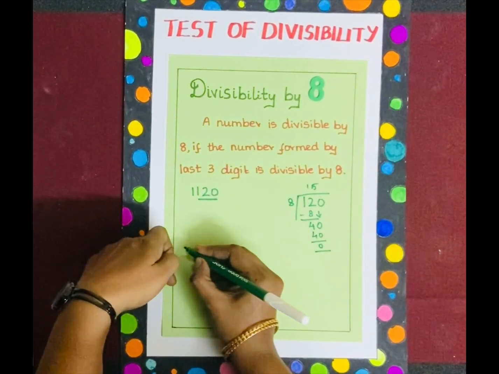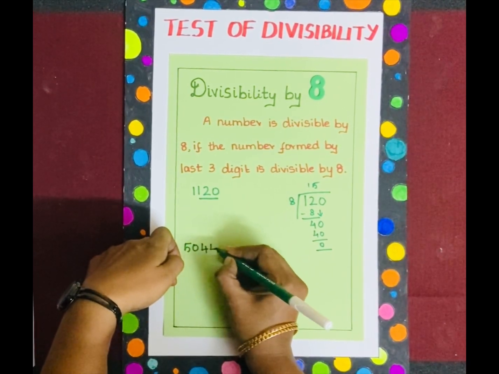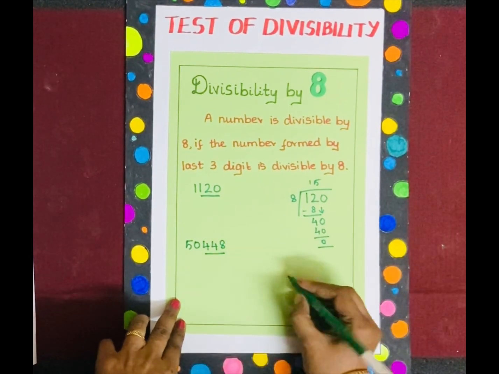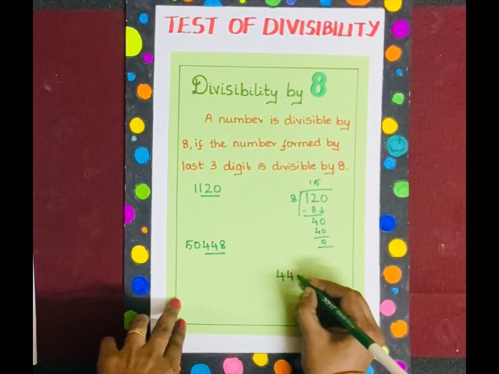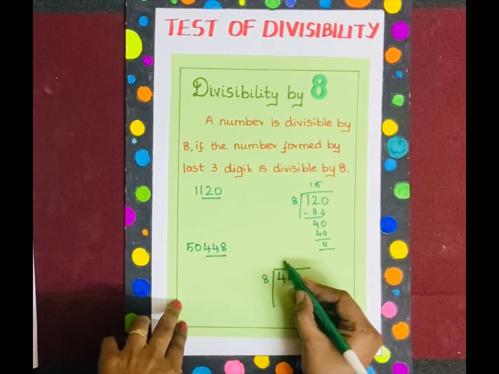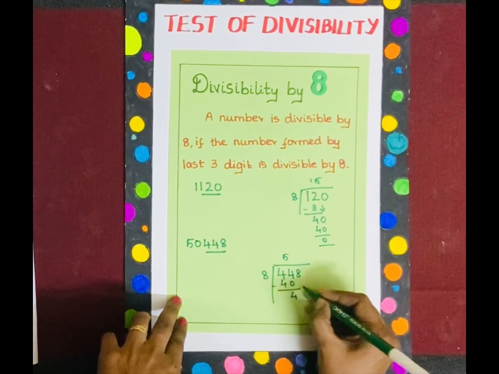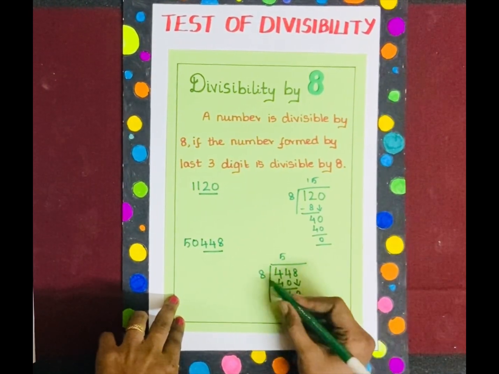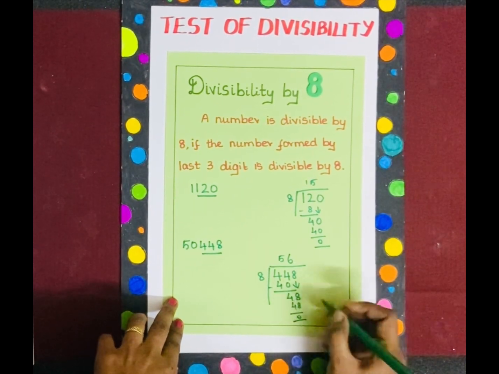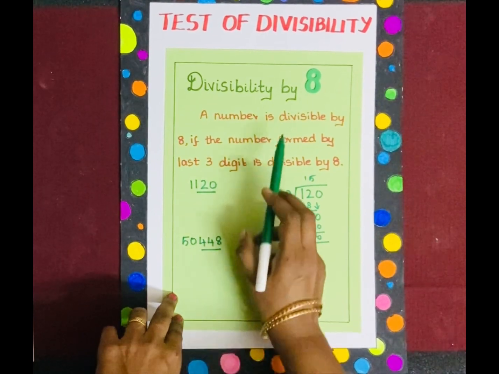Next example, 50,448. We have to check only the last 3 digits. 448 divided by 8. 8 fives are 40, 4. Next you have to bring down the 8. 8 sixes are 48. So the remainder is 0. So 50,448 is divisible by 8.